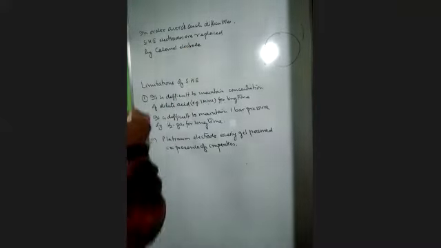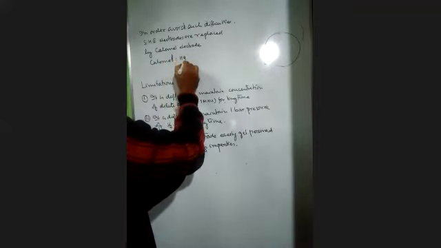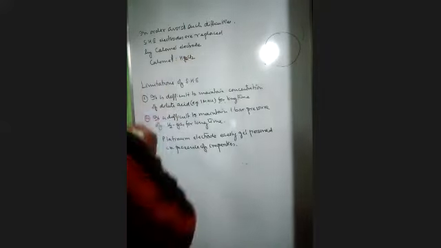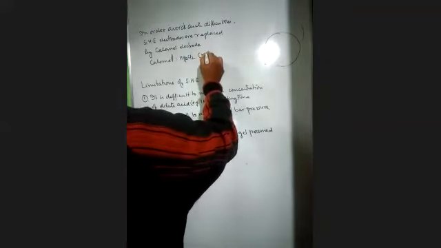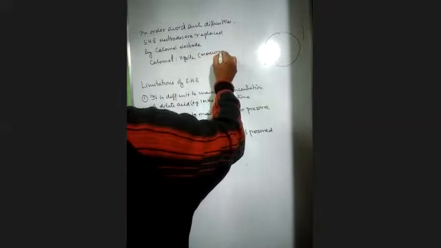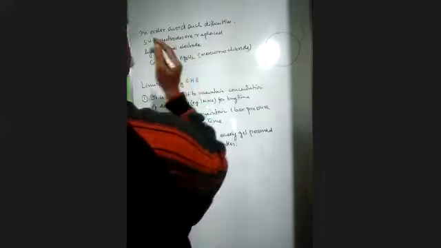Then what is calomel? Calomel is Hg2Cl2. Please remember, it's called mercurous chloride. Mercurous chloride is called calomel. The oxidation state of mercury is 1. And mercury chloride, HgCl2, is known as corrosive sublimate. It is highly poisonous. Okay.